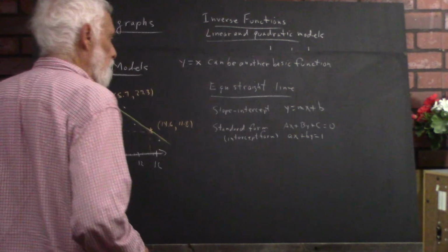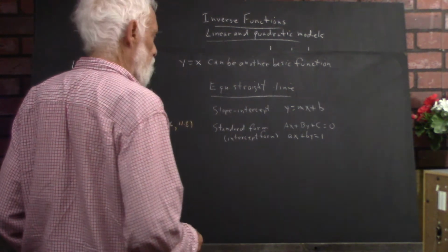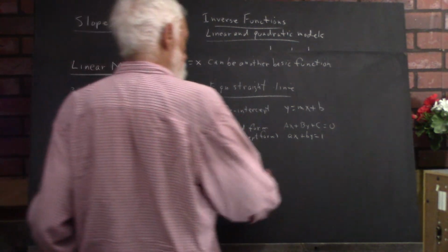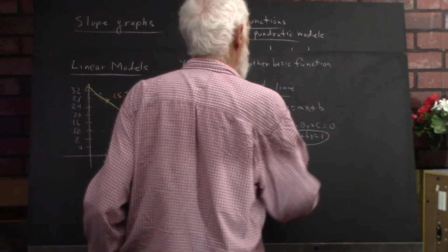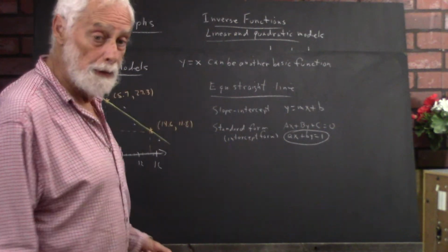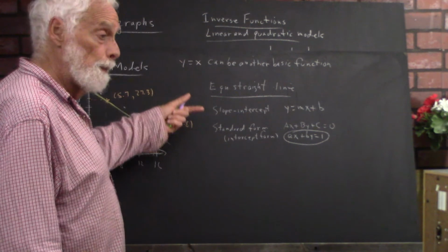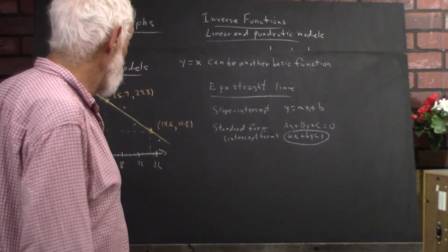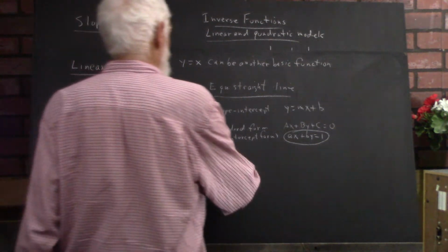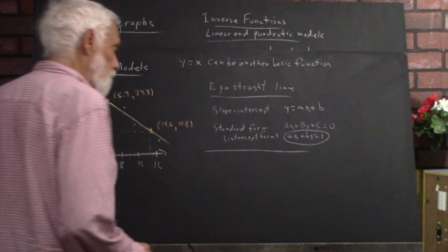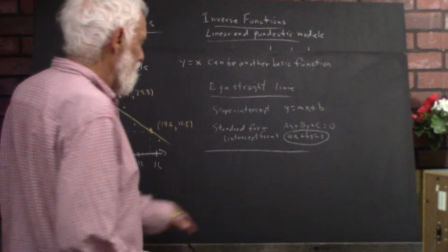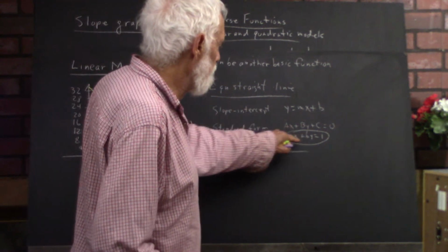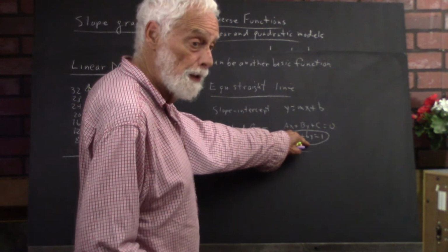Now I'm going to use the intercept form to get the equation of my straight line. I could have used the slope-intercept form, could have used the standard form. It would work out in any of these ways. And the way I'm going to do that is, there are two numbers that I need to figure out: a number for A and a number for B.